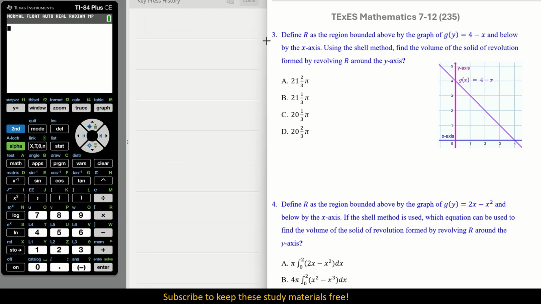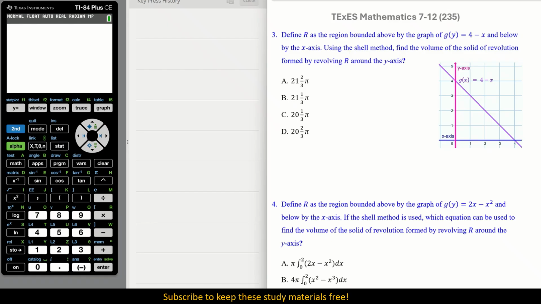Number 3. Define R as a region bounded by the graph of g of y equals 4 minus x and below by the x-axis. Using the shell method, find the volume of revolution formed by revolving R around the y-axis. Okay, so what do we have?